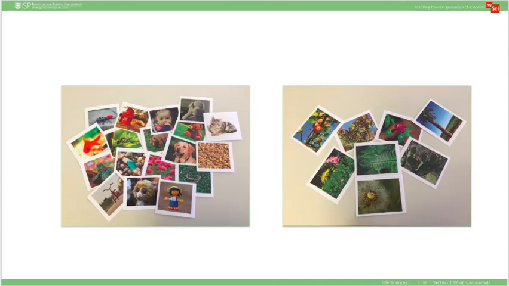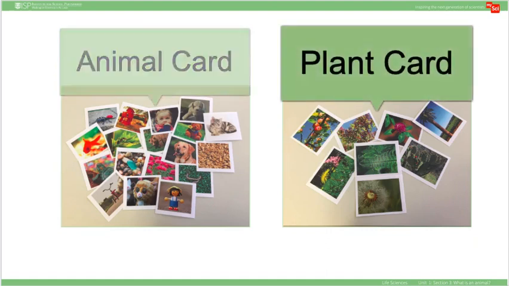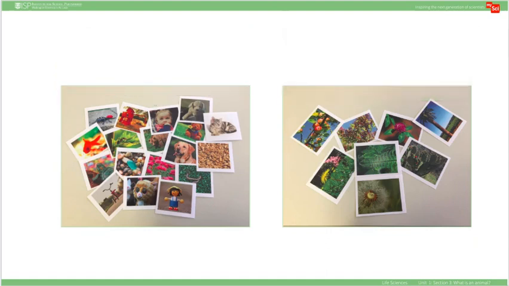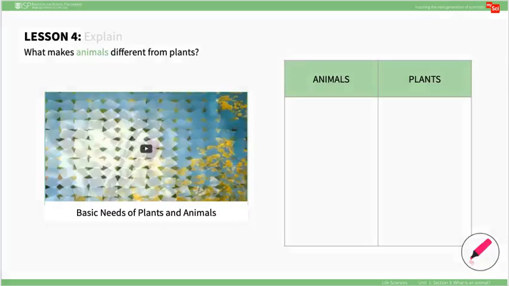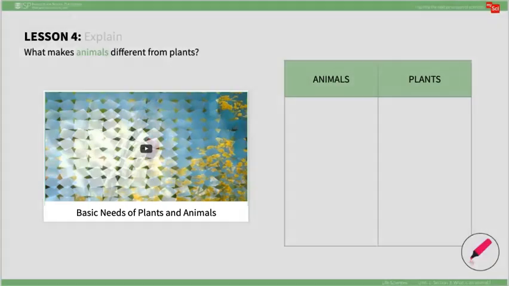In the Explain portion of the lesson, discuss similarities and differences between plants and animals using one animal card and one plant card as a visual for students. Ask students for examples of the ways the two living things on the cards are the same or different. Next, show students this video on basic needs of plants and animals.